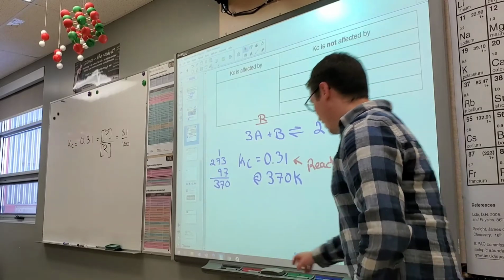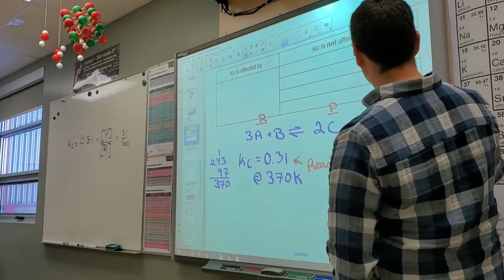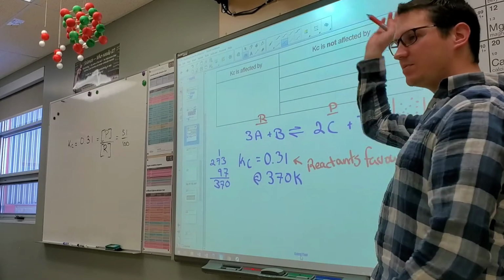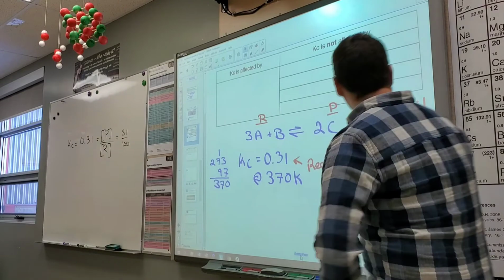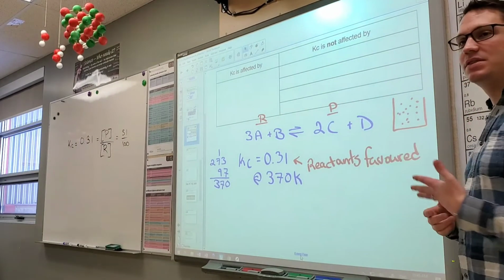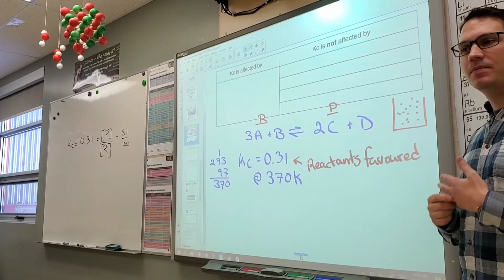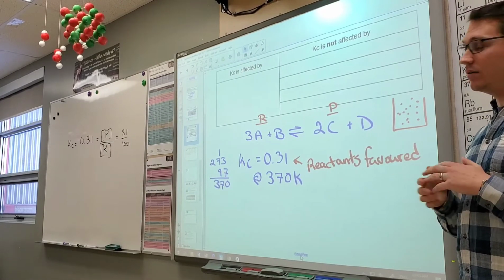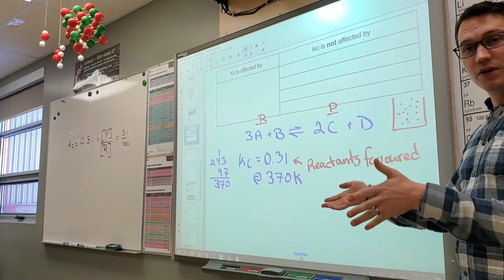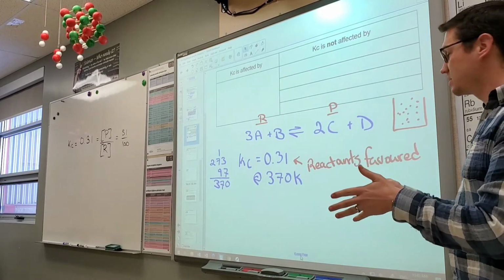If I had a jar full of a bunch of particles, A's, B's, C's, and D's, and I give this system more energy, if I heat it up, what happens to these particles? Their speed is going to what? Increase, right? They're going to increase, okay?